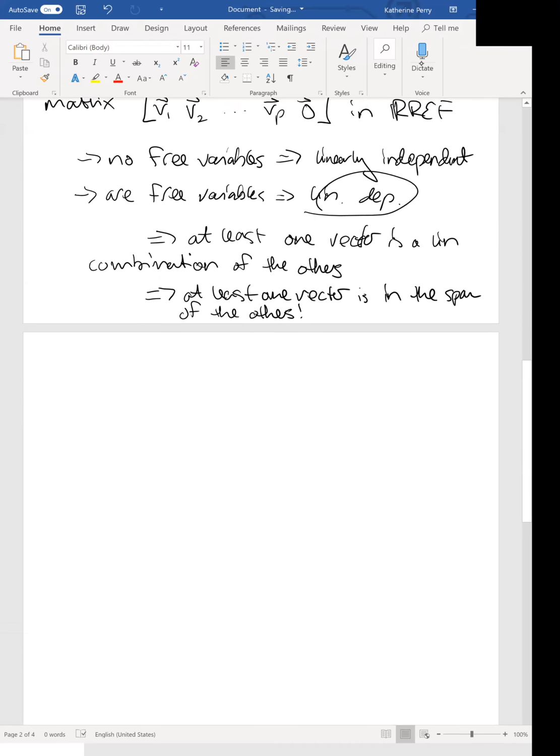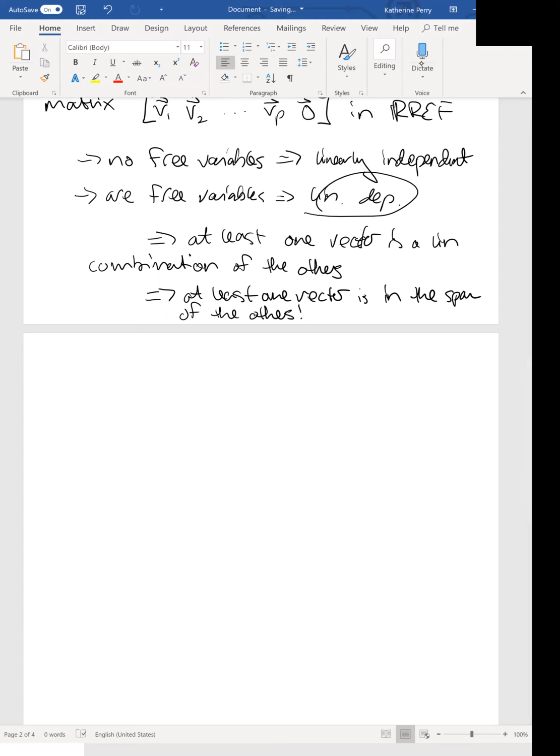Lastly, a couple of other observations about vectors in Rn, and what we can tell automatically just by looking at the number of vectors that we have. If we're in Rn, we can make the following observations. First, a collection of p vectors with p less than n cannot span.